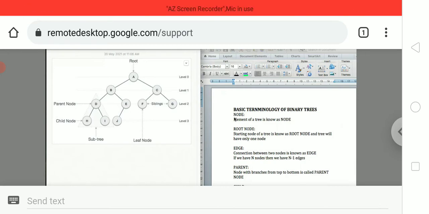And here B, C are also parent nodes because for B two child nodes are there, that is D and E. For C, two child nodes are there, that is F and G. So here B, C are parent nodes, and D, E also parent nodes, because D has two child nodes and E has one child node.